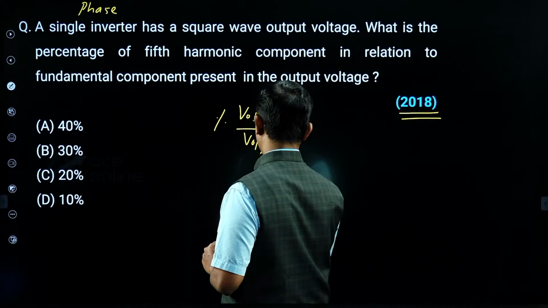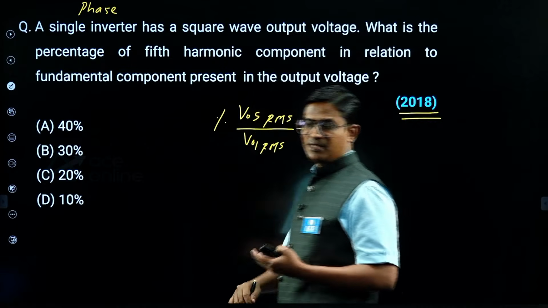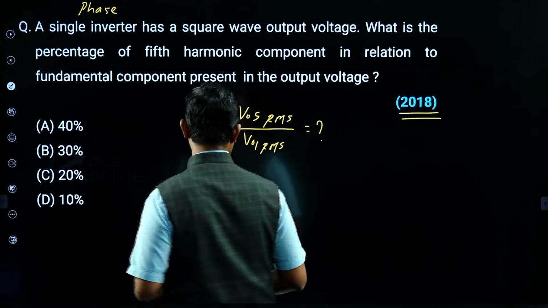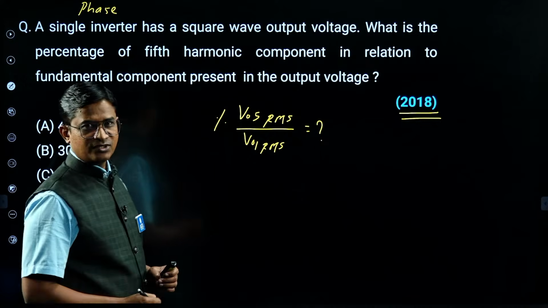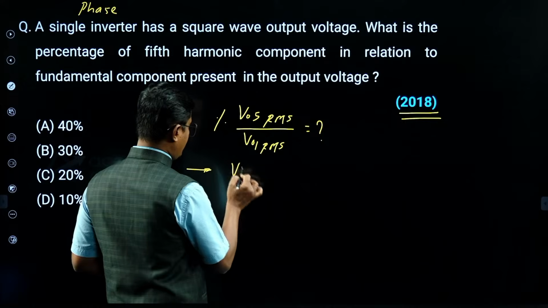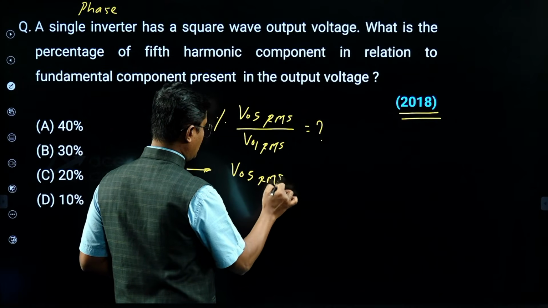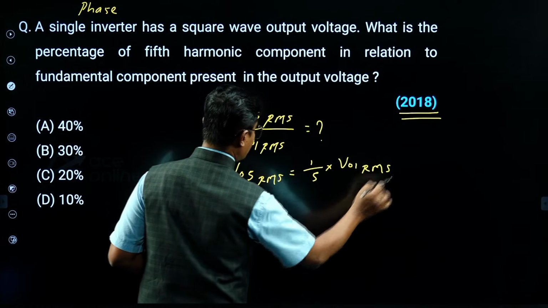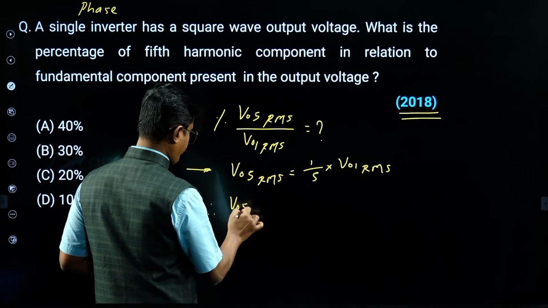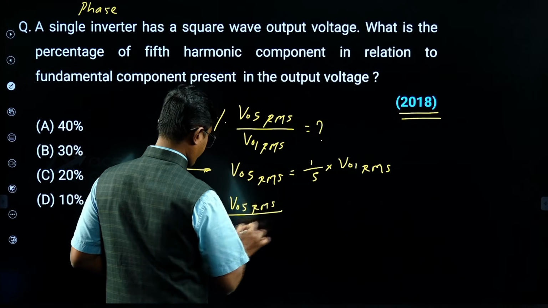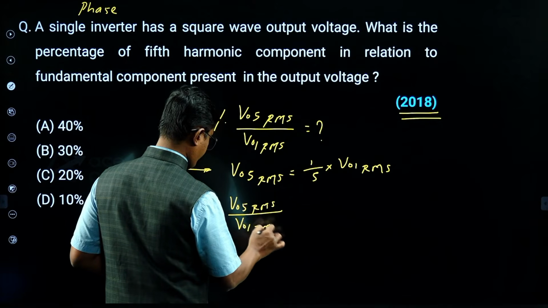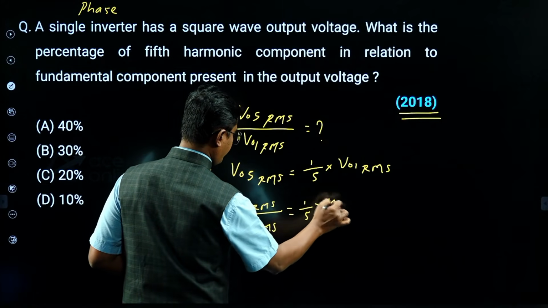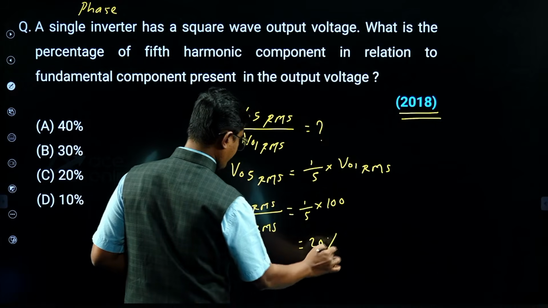A simple question. Come on, during our sessions we derived the expression V0 5 equal to 1 by 5 into V0 1. Yes or no? So here V0 5 RMS is equal to 1 by 5 into V0 1 RMS. So what is the ratio? One by 5 into 100, right? So it is equal to 20%.